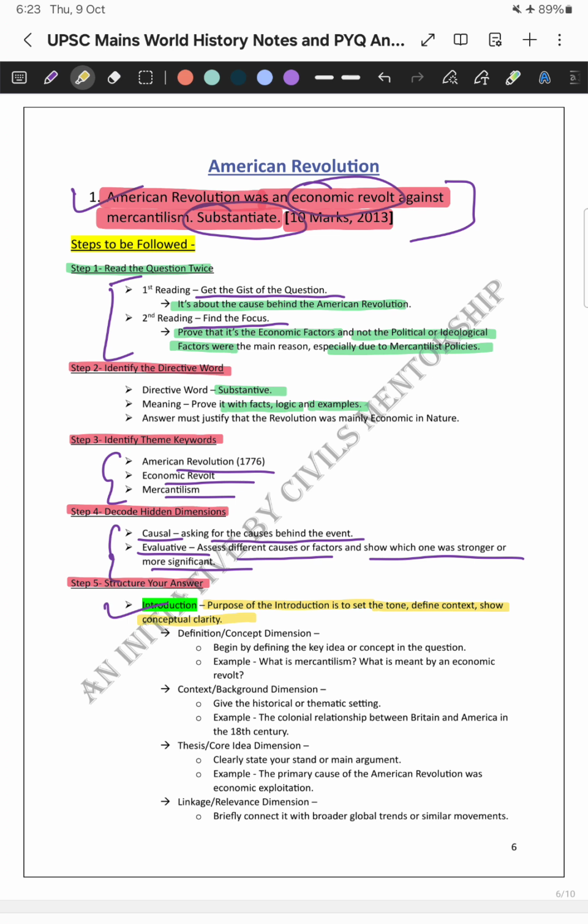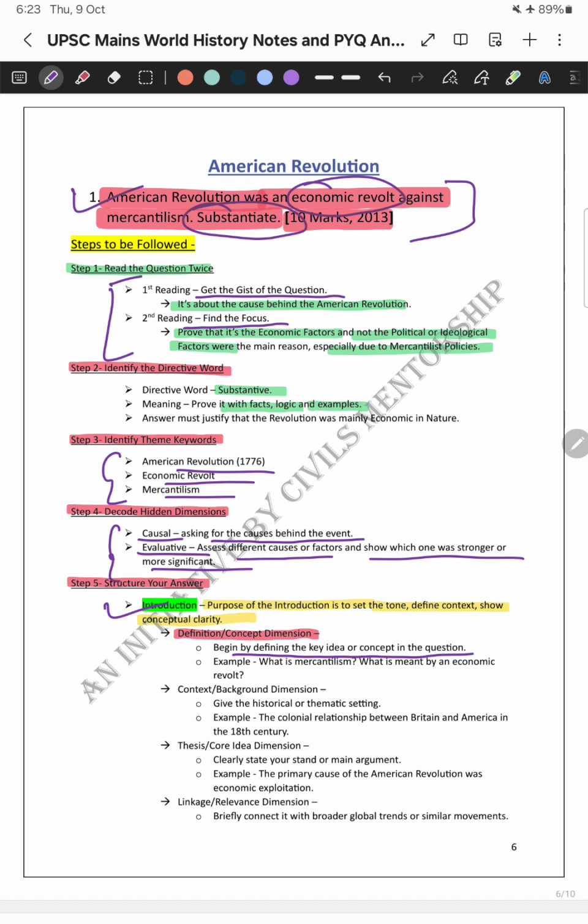For example, you can start your answer with any of these four dimensions. Now let's discuss each one of them. First is the definition or concept dimension. You can start your answer with this particular dimension. What does this mean? In this particular question, you can begin your answer as a part of the introduction by defining the key idea or concept in the question.